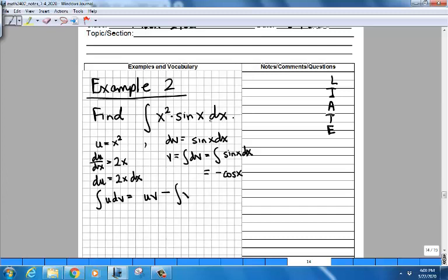So the antiderivative of x squared sine of x is going to be u times v. So u is x squared times v is minus the cosine of x, and then minus the antiderivative of, let's see, what was it now? v times du. So v we know is minus the cosine of x, and du is 2x dx.